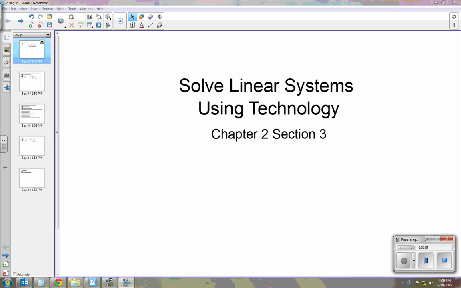Today I'm going to be talking about solving linear systems using technology. And what's really nice about this is when you are solving linear systems by hand, you actually can check your answers by using your calculator. So I'm going to show you how to do this.